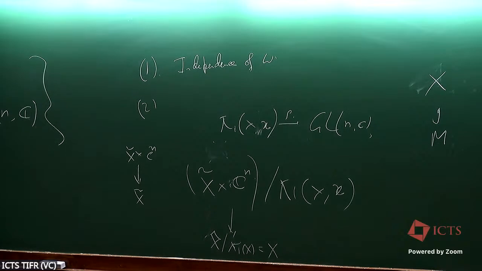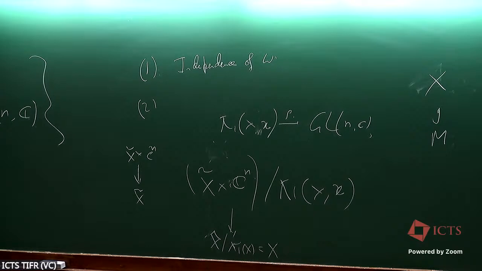And what is the bundle E? E is a flat bundle. A flat bundle is also a holomorphic bundle, right? Flat bundle means transition functions are constants, but holomorphic bundle means transition functions are holomorphic. Constants are holomorphic. So a flat bundle has a natural holomorphic structure.